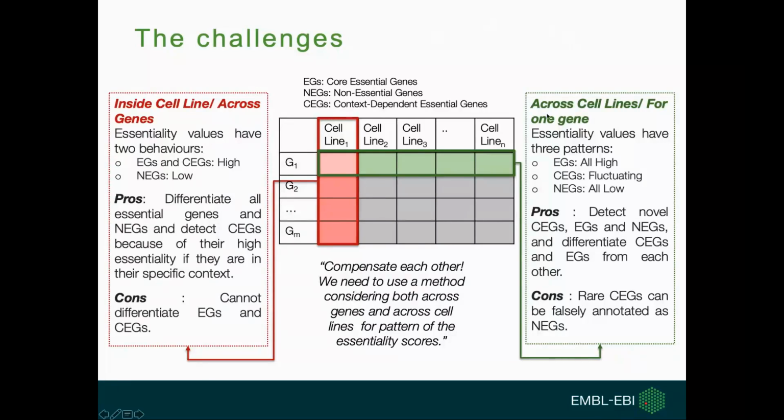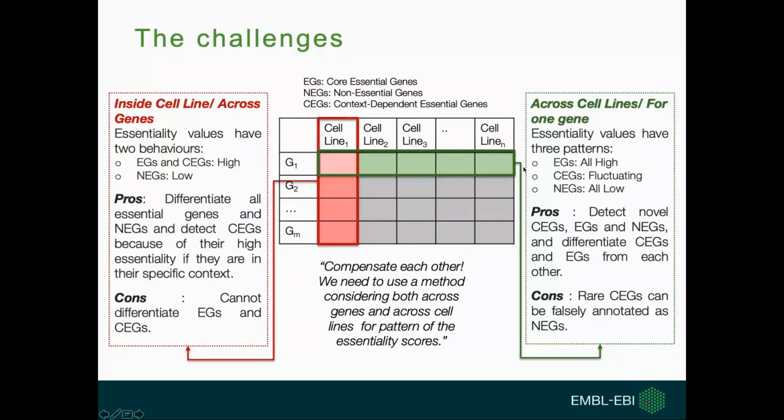This brings us to the question: how about if we look gene by gene, but across cell lines? We thought that there will be three different patterns. Gene values across cell lines could be all high, which gives us the core essentials, or all low, which gives us the non-essentials. Or there are fluctuating values, which gives us the context-dependent essential genes.